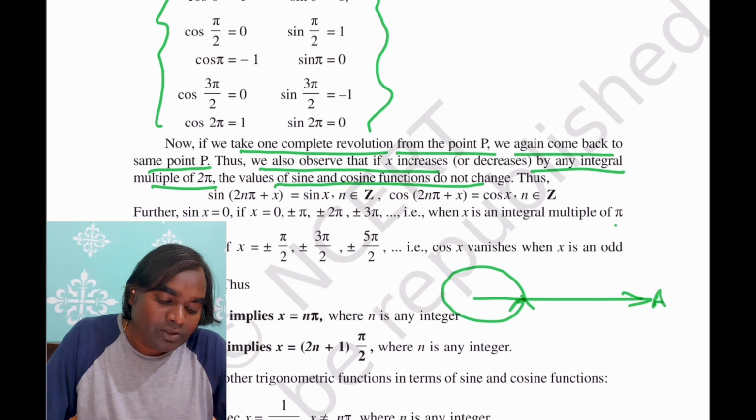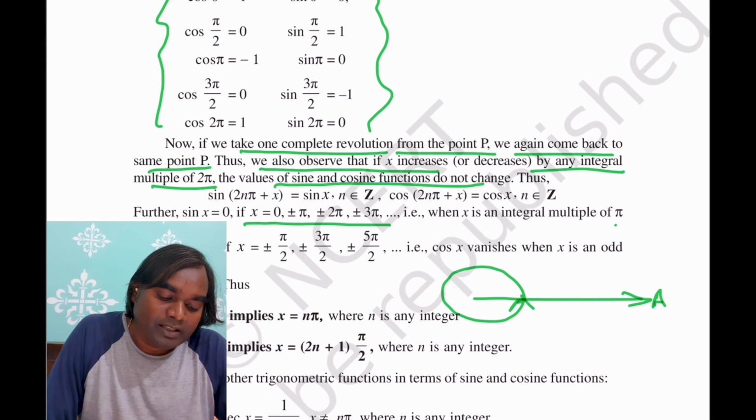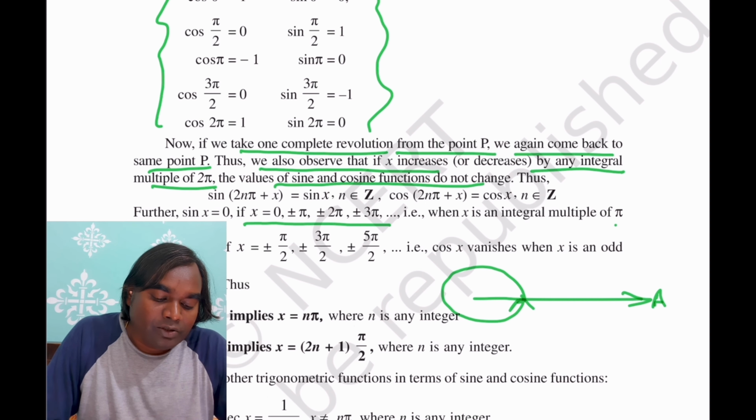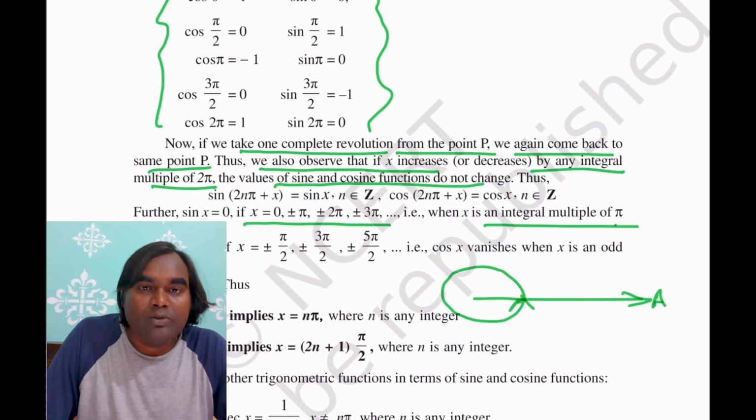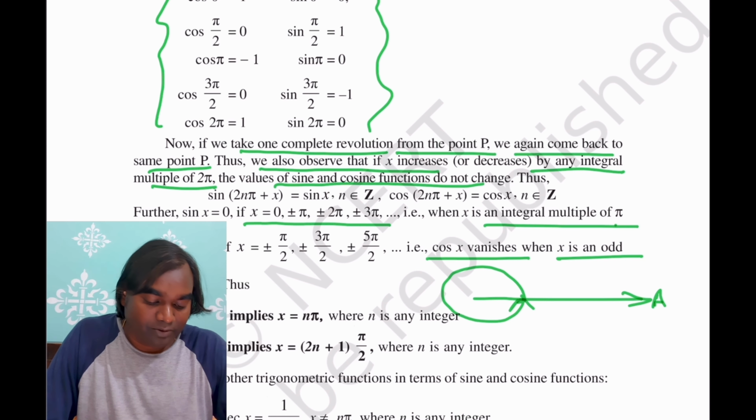Further, sin x is equal to 0 if x is equal to 0, plus minus pi, plus minus 2 pi, plus minus 3 pi. That means the value of sine will always be 0 when x is an integral multiple of pi. Similarly, cos x is equal to 0 if x is equal to plus minus pi by 2, plus minus 3 pi by 2, plus minus 5 pi by 2. That is, cos x vanishes, cos x becomes 0 when x is an odd multiple of pi by 2.